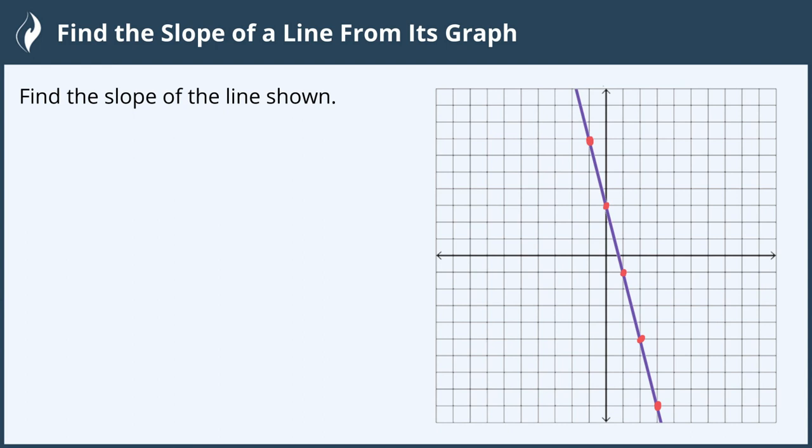Slope is defined as rise over run, meaning the change in the y, or the vertical up and down, divided by the change in the x values, or left and right. So we're going to pick one of these, and it doesn't matter, any of them will work. I'm going to go ahead and pick this one right here.